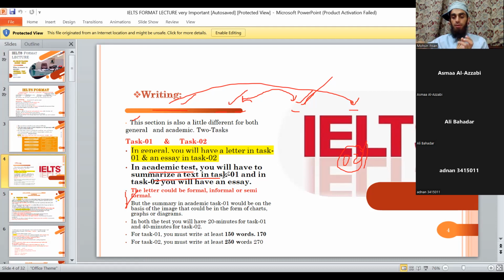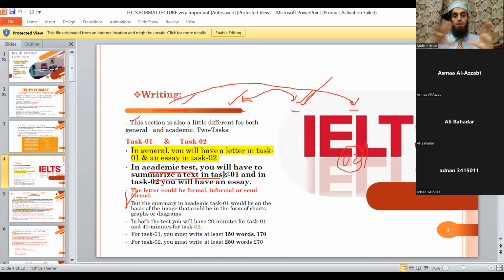If we talk about the reading module, I hope the writing module is clear to you. The only difference is in task 1. Task 2 essay writing is going to be similar for both academic and general, but task 1 will be different: writing a letter for general, and writing a description of a chart or describing any graph for academic students.